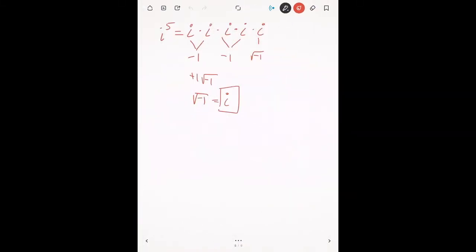Huh. Let's start getting a table of these values and see if there's any pattern that's popping up. So we had i to the 1st was just equal to i, of course. Then I had i to the 2nd power, that's equal to -1. I to the 3rd power, we said is equal to -i. I to the 4th power was equal to +1. And then we had i to the 5th, and we just said that was equal to i again.